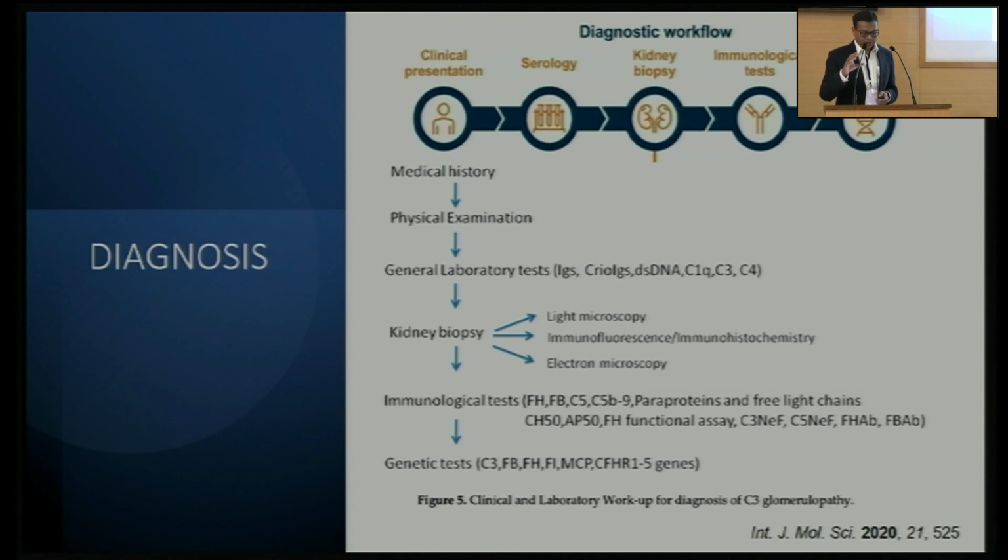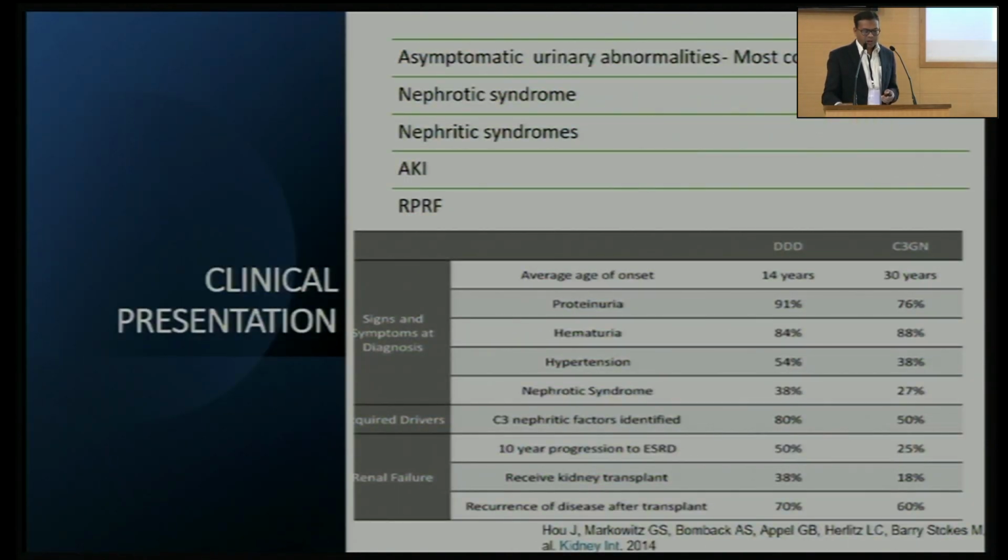How do we diagnose this disease? So clinical presentation, serology, kidney biopsy, immunological tests, and the genetic test. These are the various steps we look at for the diagnosis of these patients. The most common presentation is either hematuria or proteinuria, which is seen in the vast majority, 80 to 90% of patients. But they can have other features like nephrotic syndrome, nephritic syndrome, AKI, and RPGN. So any sort of presentation can occur in patients with C3G.